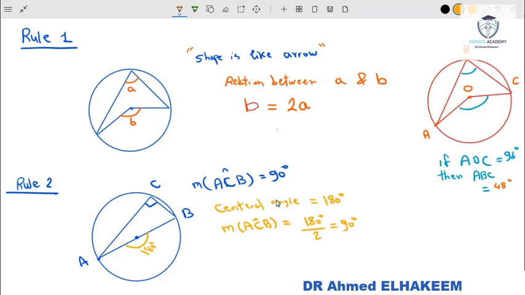So this rule we call angles in semicircle. This is angles in semicircle because the arc here is like a semicircle. I want you to always remember that whenever we work with circles, we search for the arc.